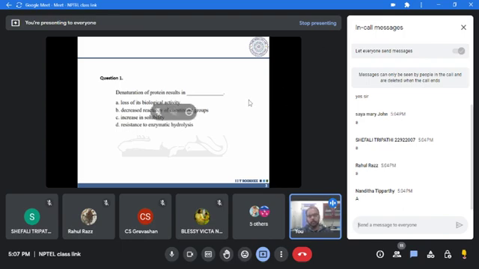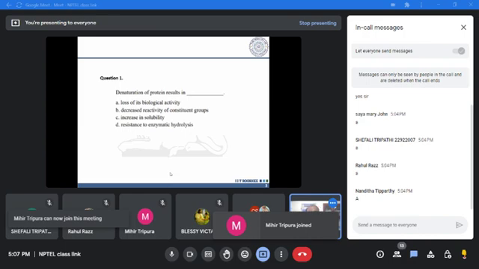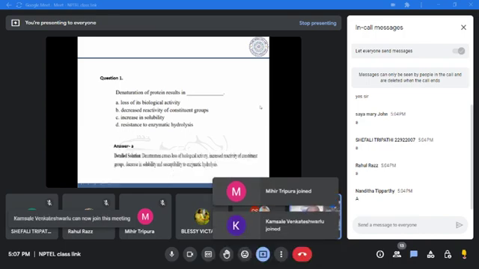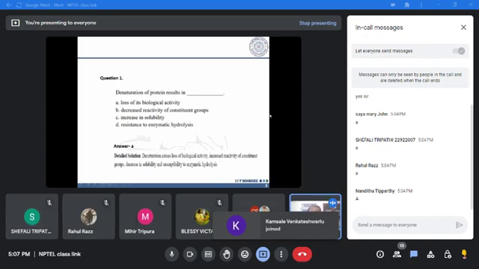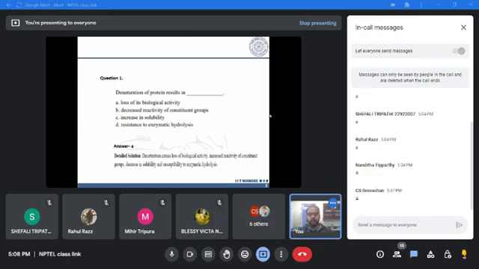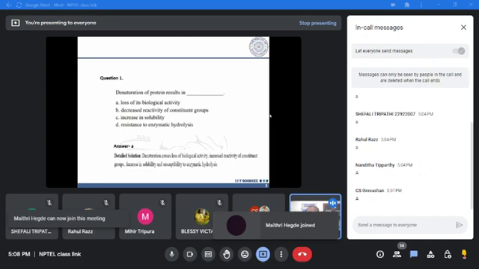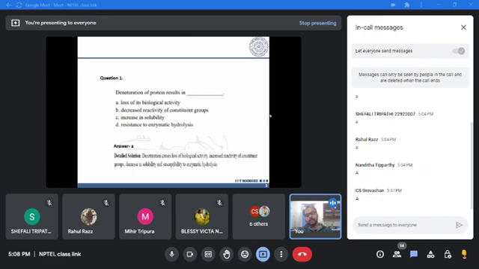So what is the answer? Only four people have given the answer: loss of its biological activity. So the answer is A. Those who have given loss of its biological activity are correct. So denaturation causes the loss of biological activity, increase in reactivity of constituent groups, decrease in solubility and susceptibility to enzymatic hydrolysis.